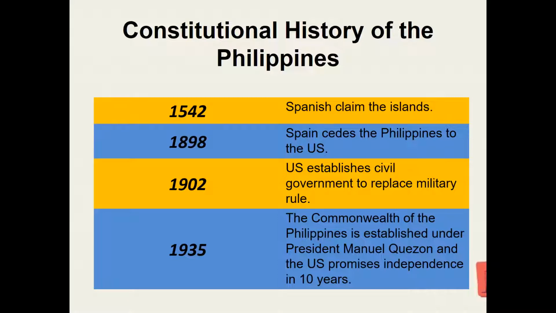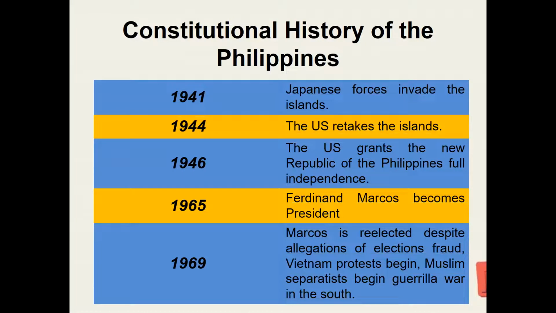In 1902, the U.S. establishes civil government to replace military rule. I think on December 10, 1898, the Treaty of Paris was signed by Spain and the U.S. government. So after the Spanish government colonized the Philippines, the U.S. government took over. In 1935, the Commonwealth of the Philippines was established under President Manuel Quezon. In 1941, after the U.S. government, the Japanese invaded the islands.